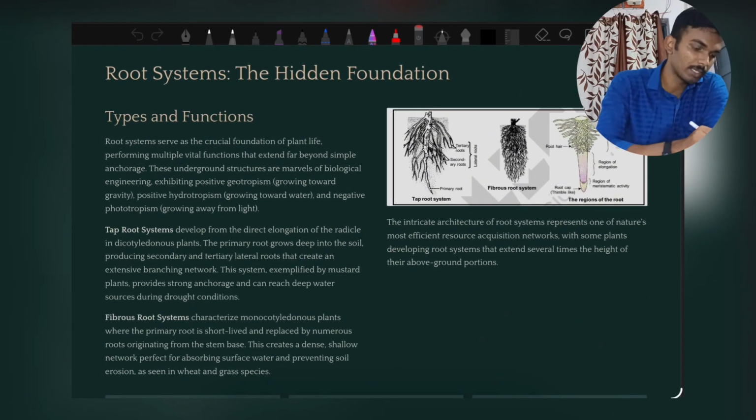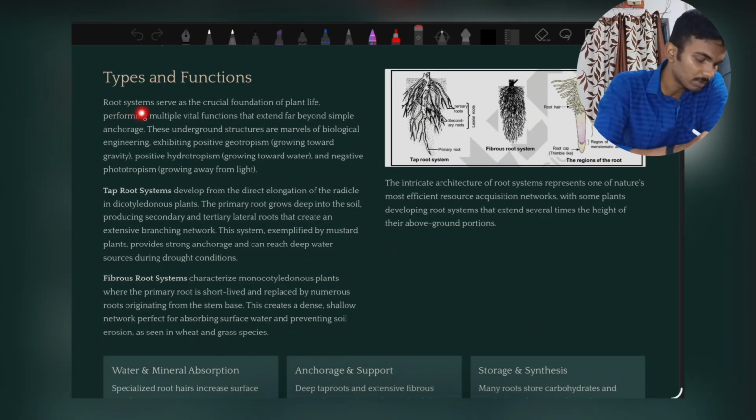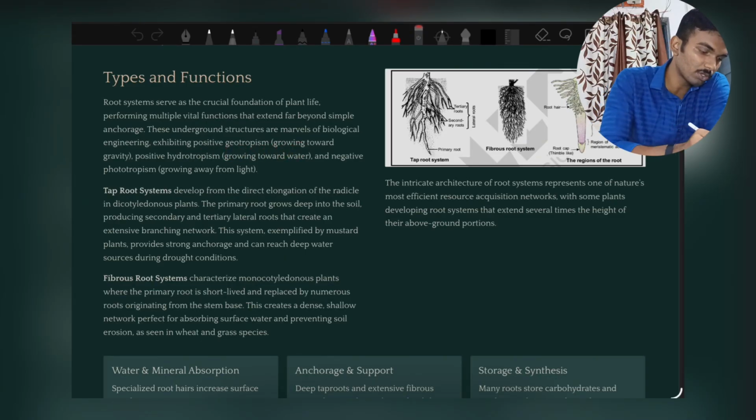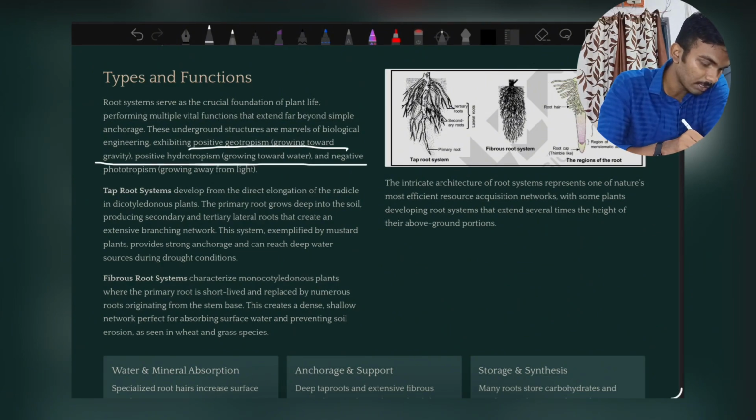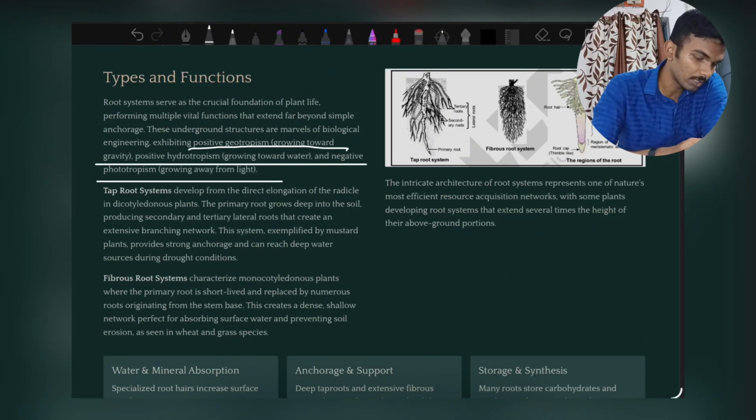Root systems, the hidden foundation, types and functions. Root systems serve as the crucial foundation of plant life, performing multiple vital functions that extend far beyond simple anchorage. These underground structures, a marvel of biological engineering, exhibit positive geotropism, growing towards the earth, towards gravity, and positive hydrotropism and negative phototropism, growing away from light.